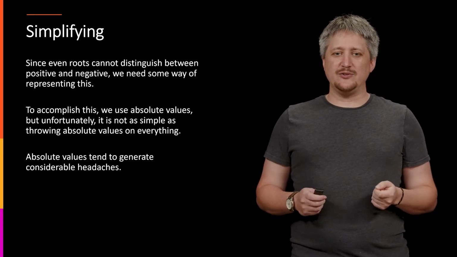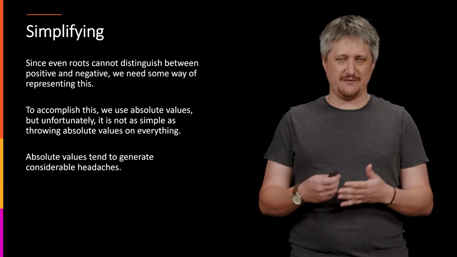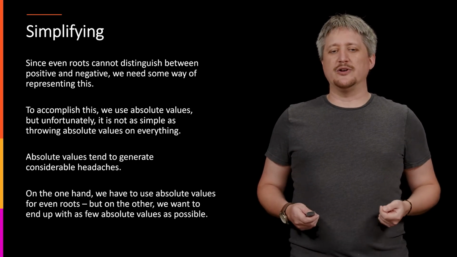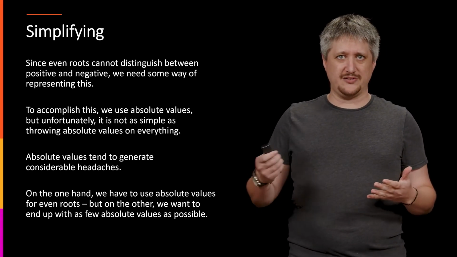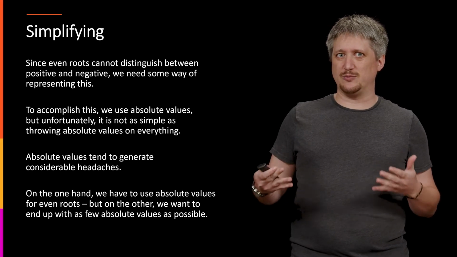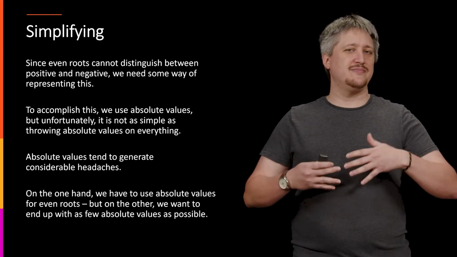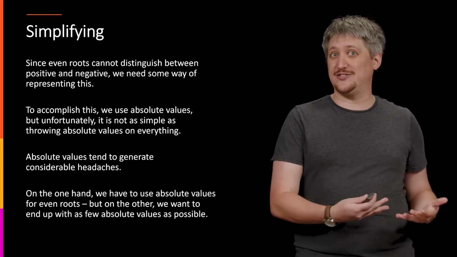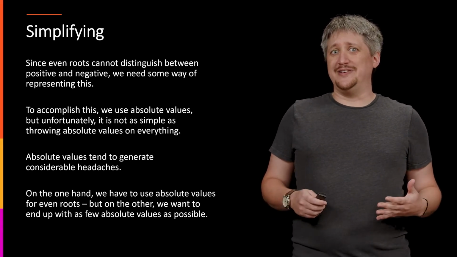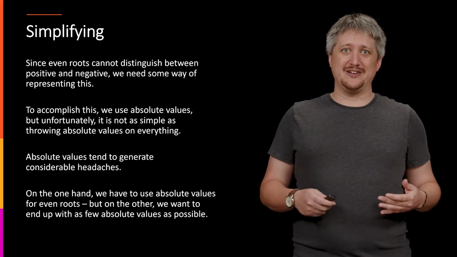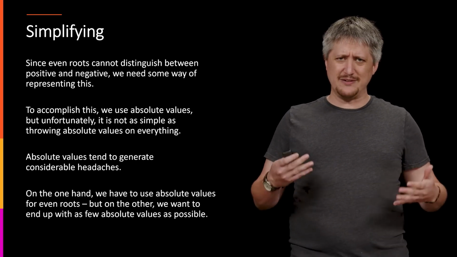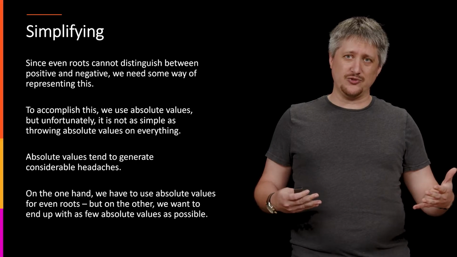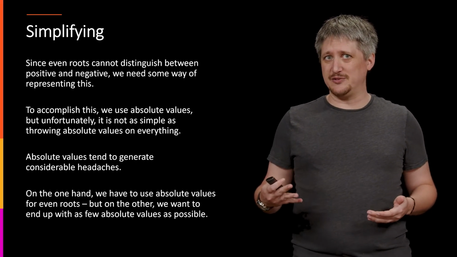Absolute values tend to generate considerable headaches in a lot of real life settings, like physics. So what we want to do is find a balance. On the one hand, we have to use absolute values because they're the analog for this even root problem we're dealing with. They're the way we solve our issue of missing answers. But on the other hand, we want to avoid them as much as possible because they generate all kinds of headaches for other reasons. So we have a balancing act: we want to get all the solutions while using as few absolute values as we possibly can.